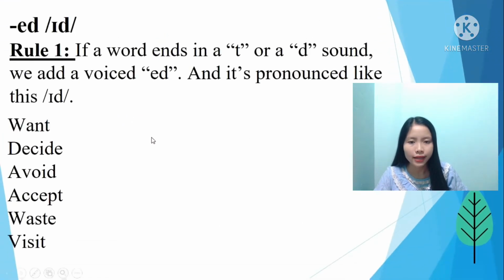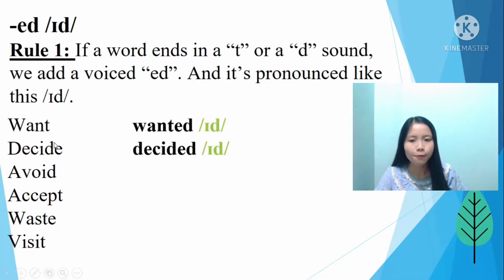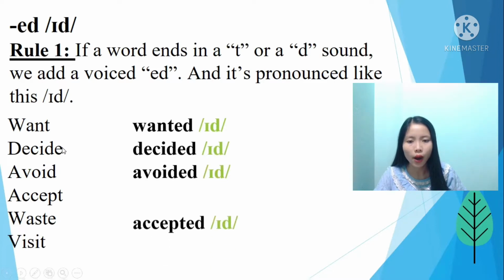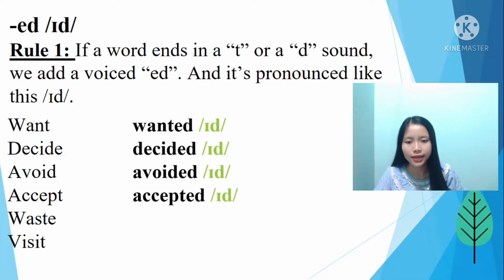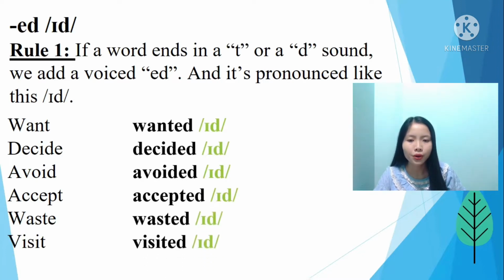Rule number 1. If a word ends in a t or a d sound, we add a voiced ed and it's pronounced like this: id. For example, want becomes wanted. Decide becomes decided. Avoid becomes avoided. Accept becomes accepted. Waste becomes wasted. Visit becomes visited.